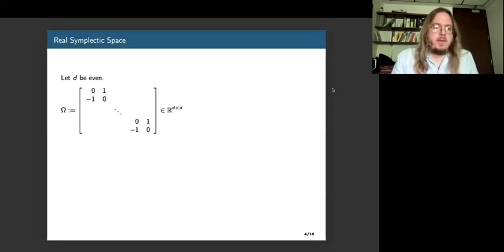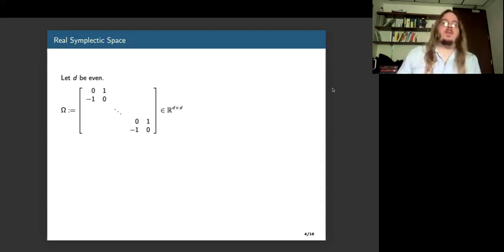So I want to let D be even. Symplectic space is an even dimensional space. And I'm going to define this block matrix omega. It's just got these blocks down the diagonal. And you're going to see this matrix in a few slides. I'm going to ask you to identify it. So just try to keep your brain on that for a second.